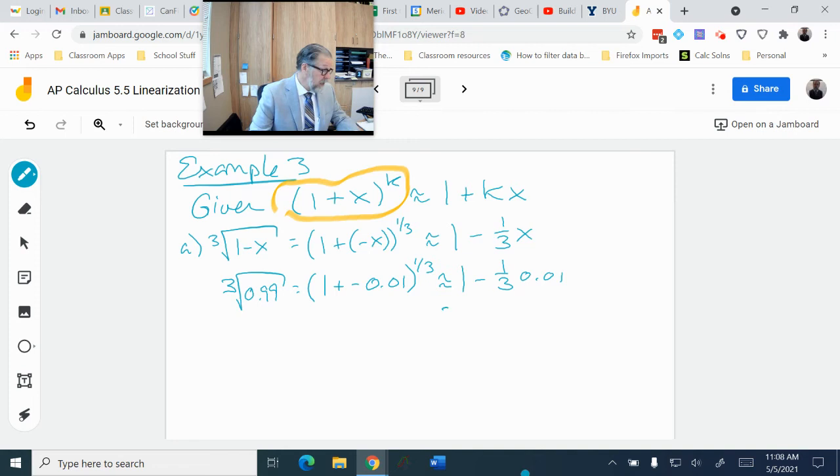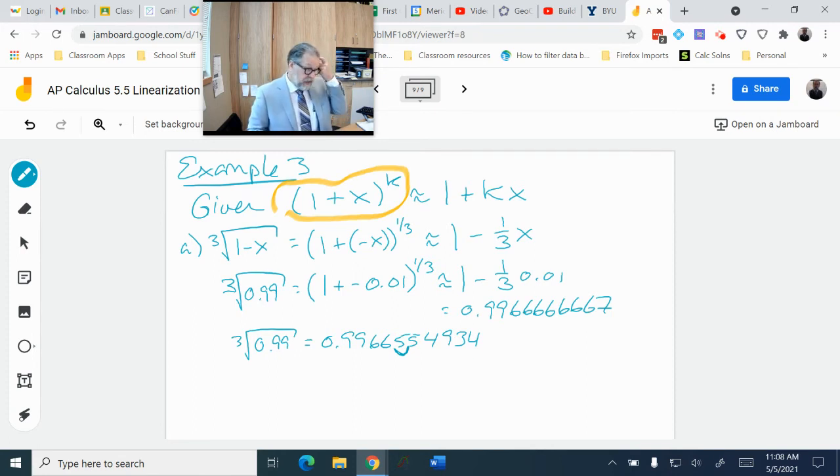And that is 0.9966666. It doesn't matter. The cube root of 0.99 is actually 0.9966554934. And as you can see, my error starts here in the 5th decimal. So my error is going to be less than 10 to the negative 4.